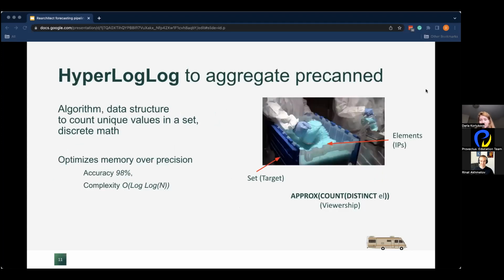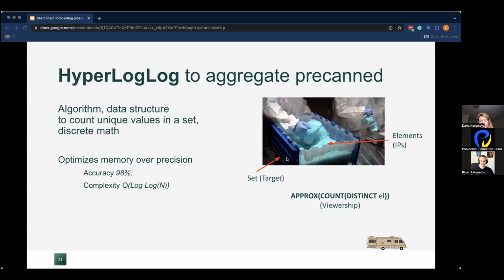I'm sure that some of you, especially data scientists, have also met this term. HyperLogLog is an algorithm or data structure, and its very simple goal, the only one, is to count unique values in a set. It comes from discrete math. Imagine we have a target, just a huge list of IP addresses, and we need to count them uniquely.